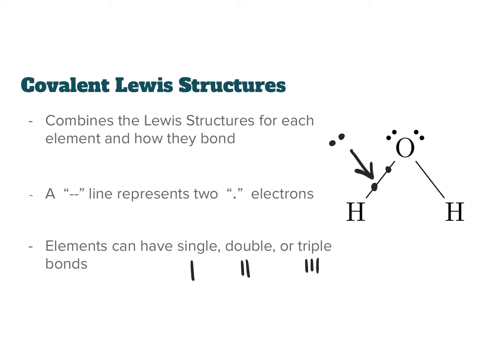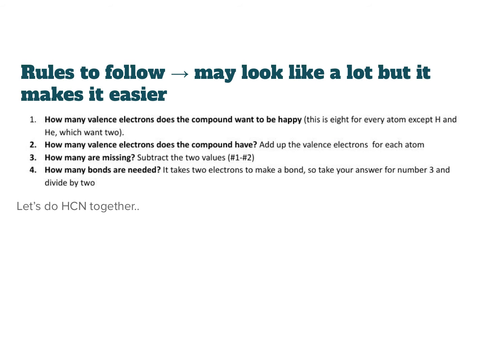Now remember, covalent Lewis structures are between covalent bonds, which means it is just nonmetals. So I went ahead and made these simple rules to follow. Now it looks like a lot, these 4 rules. It involves a little bit of math, a tiny bit of math. But if you follow these steps, it is a guide to help you know how many lines to put and how many free electrons to put. This is going to be a shortcut and a way to double check your answer.